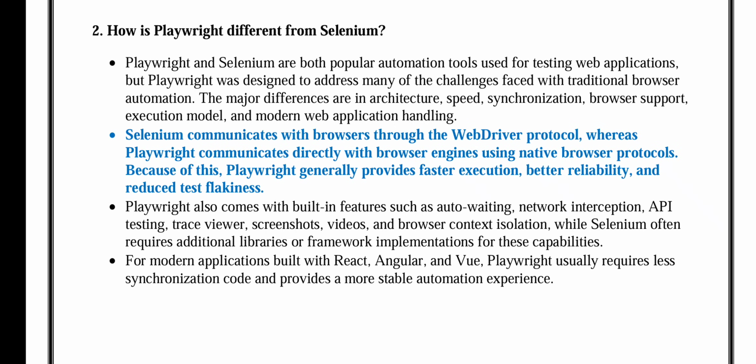Selenium communicates with browsers through the WebDriver protocol, whereas Playwright communicates directly with the browser engines using native browser protocols. Because of this, Playwright generally provides faster execution, better reliability, and reduced test flakiness than Selenium. Playwright also comes with built-in features such as auto-waiting, network interception, API testing, trace viewer, screenshots, videos, and browser context isolation, while Selenium often requires additional libraries or framework implementations for these capabilities.